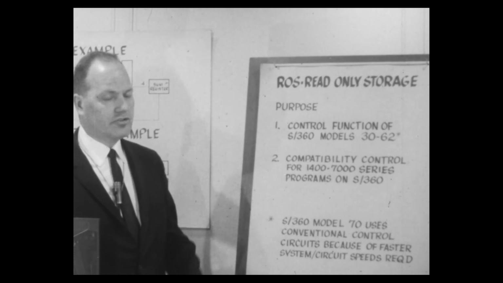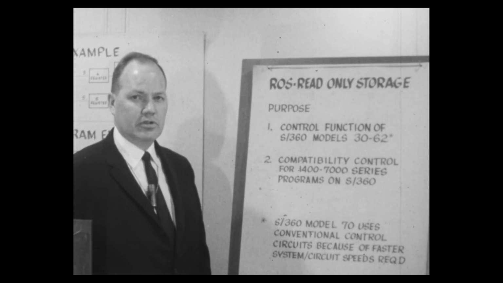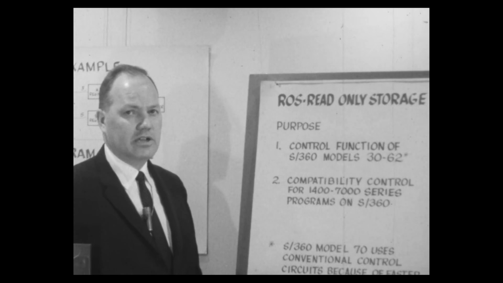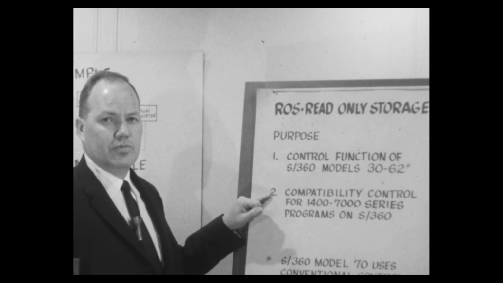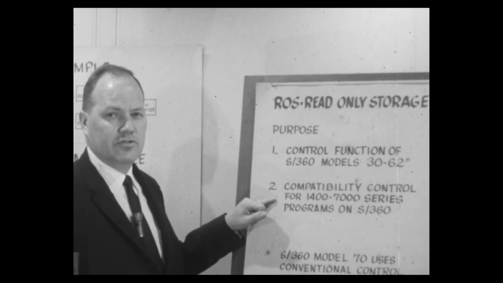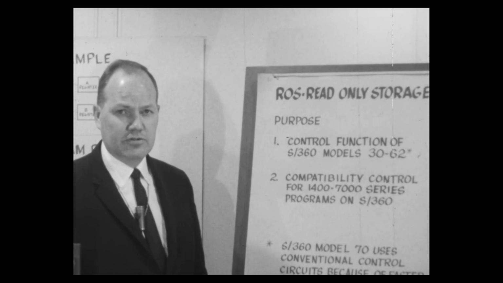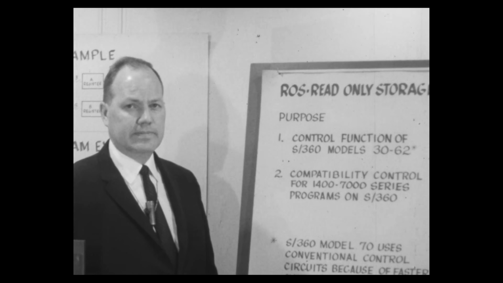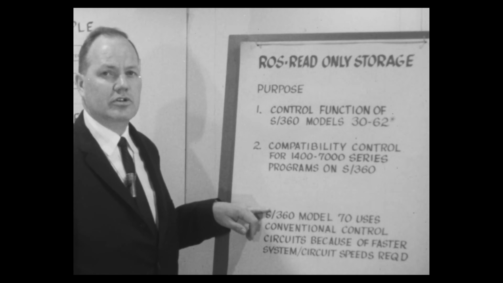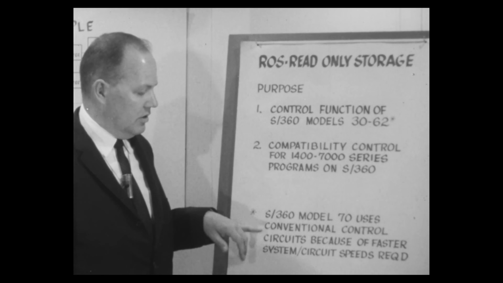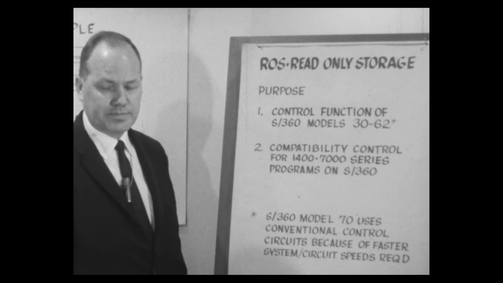And read-only storage now replaces the conventional tubes, SMS cards, and various other types of circuitry that we've utilized in the past. Number two, it gives us compatibility control with proven object programs of the 1400 and 7000 series systems, so that we can ease the transition from currently installed 1400 and 7000s to System 360. You should note that the Model 70 uses conventional circuits for the control of its central processor unit and associated equipment, due to the speeds involved at that level of machine.